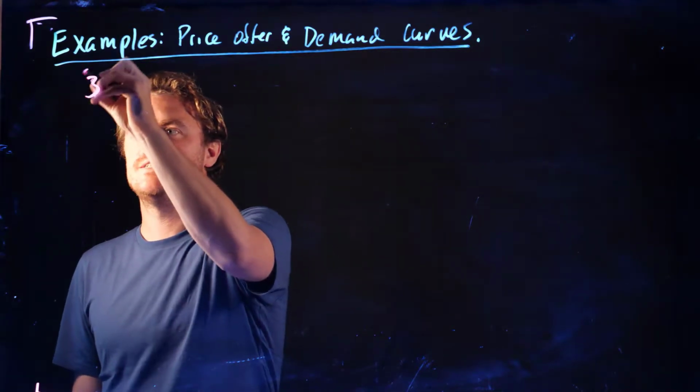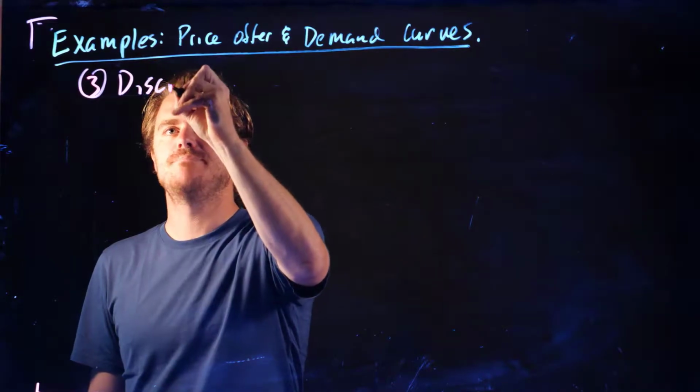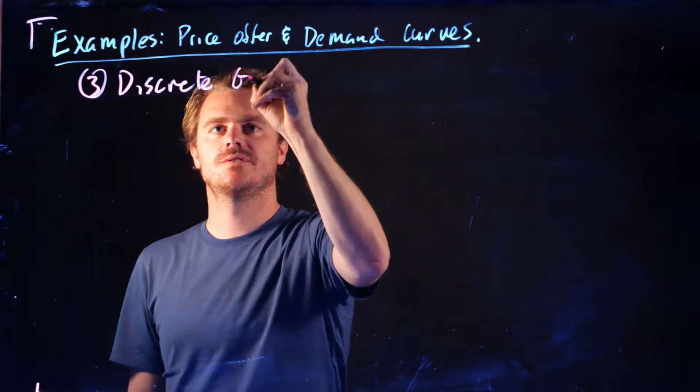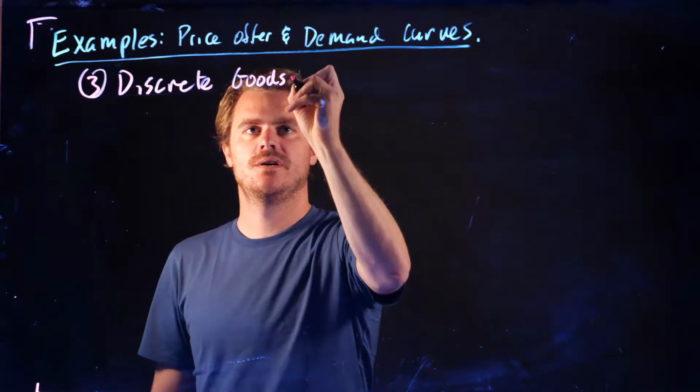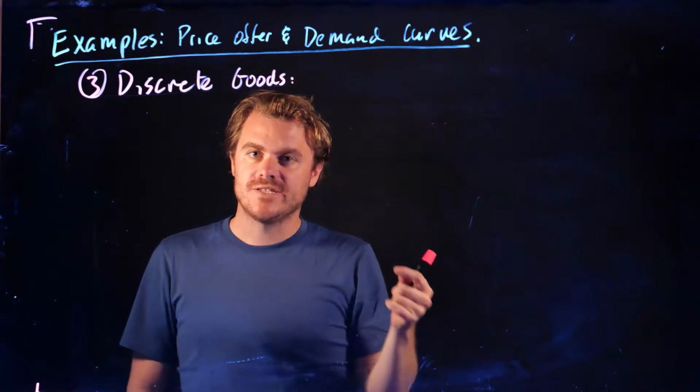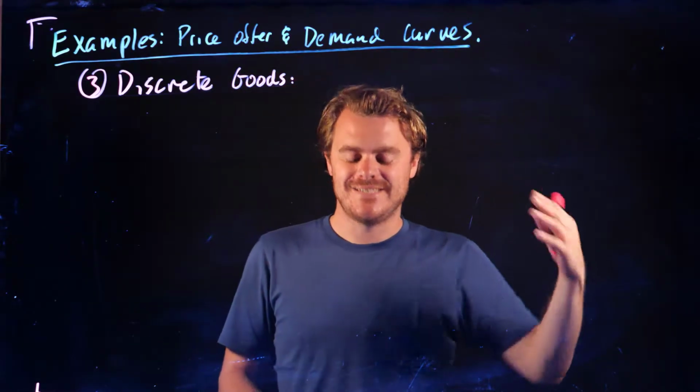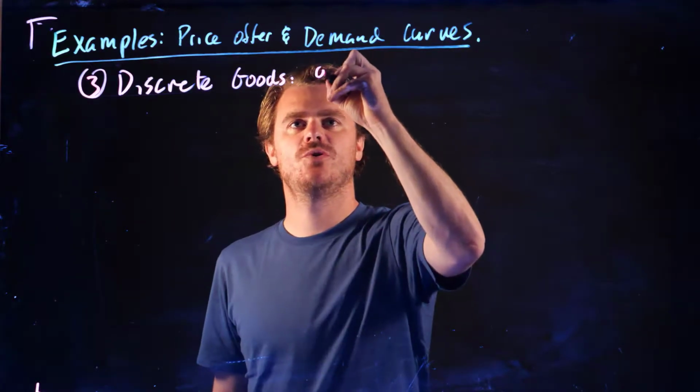So third, let's look at discrete goods. And in particular, we're going to look at the demand curve for discrete goods. These are goods that can only be bought in discrete amounts. So let's consider good 1 discrete.